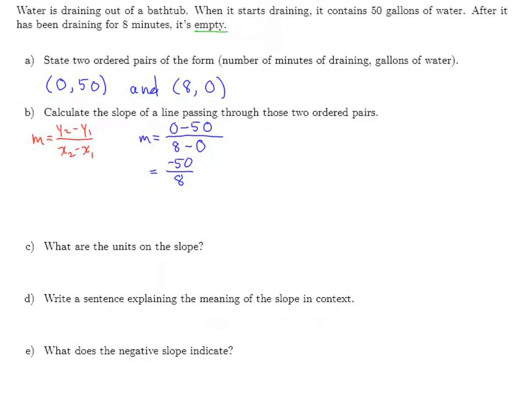So coming back, I got negative 6.25. And looking at the units on that slope, in the numerator, I had gallons. So I'll have gallons over, and in the denominator, I had minutes. So gallons over minutes. And if I were to write that in a sentence, I would generally write it using the word per. So I'm going to state that I could also write that as gallons per minute.